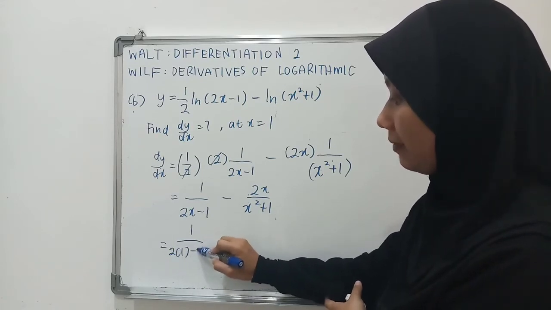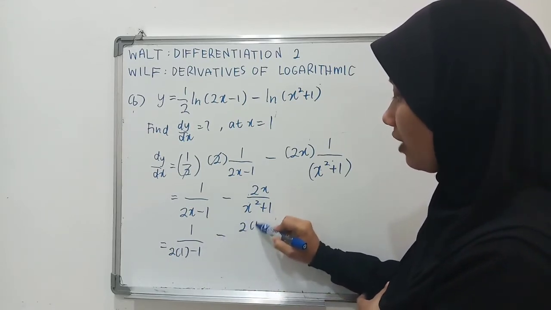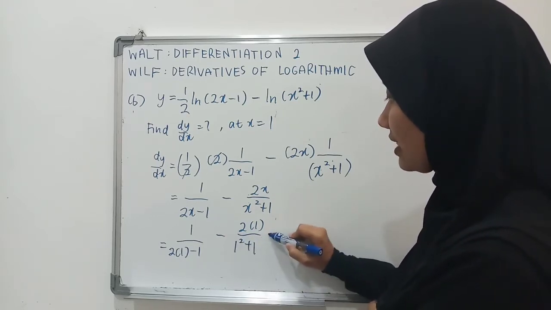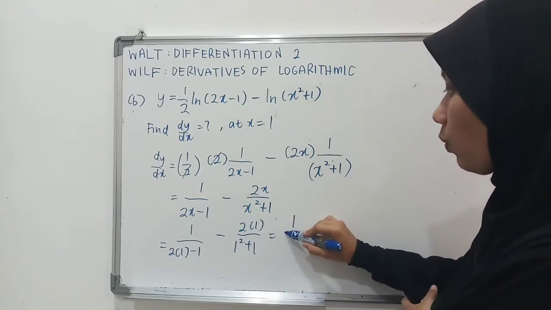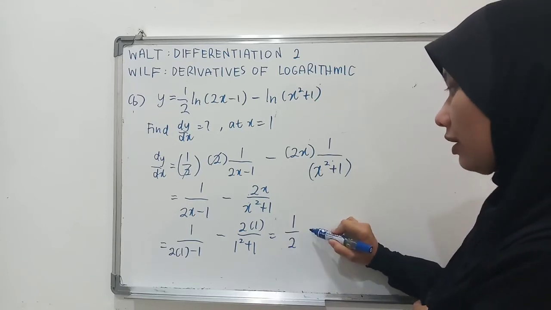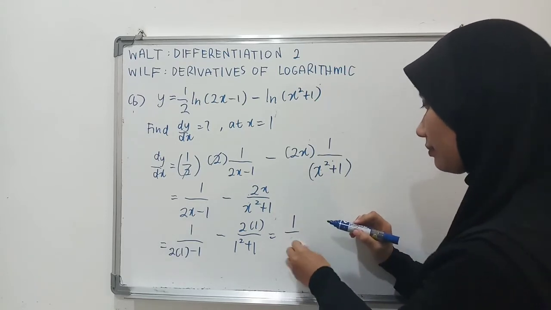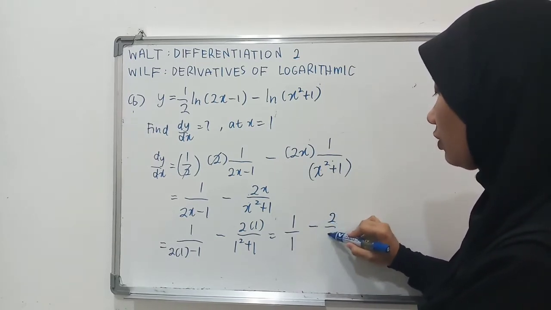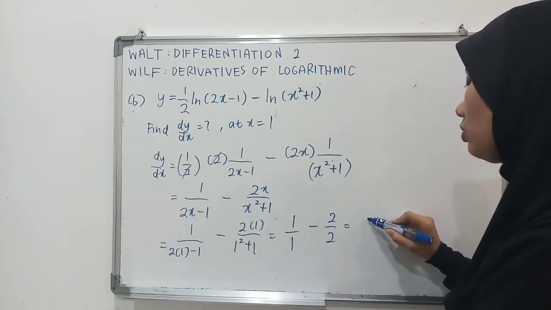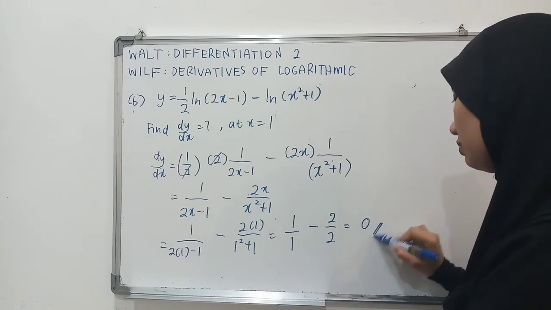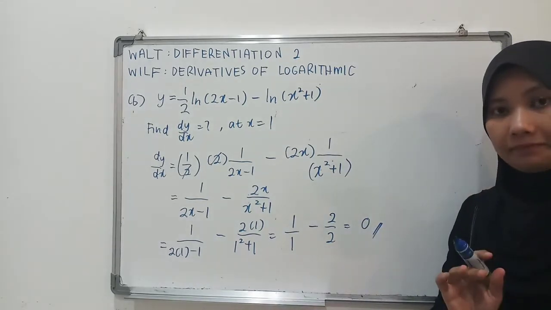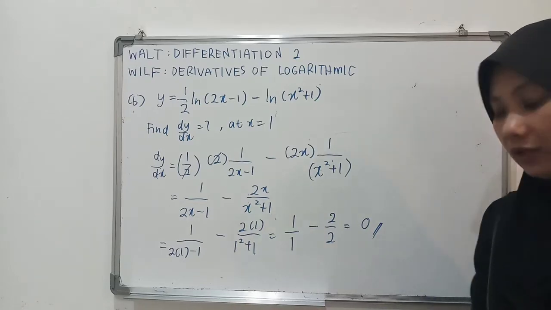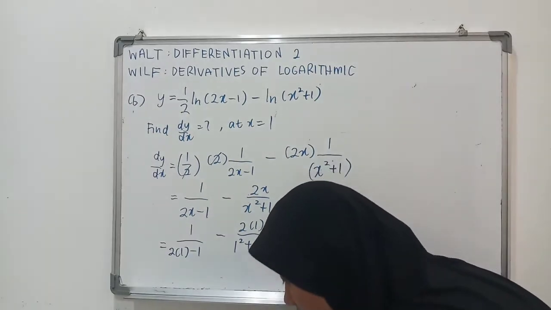Okay, I do 1 by 1. It's 1 minus 2. We have 1 over 1 square plus 1. Simplify everything, you will get 1 over 2, 1 over 1 minus 2 over 2, which is equal to 0. That's it. Settle. So make sure you can do on your own. Try to do on your own.